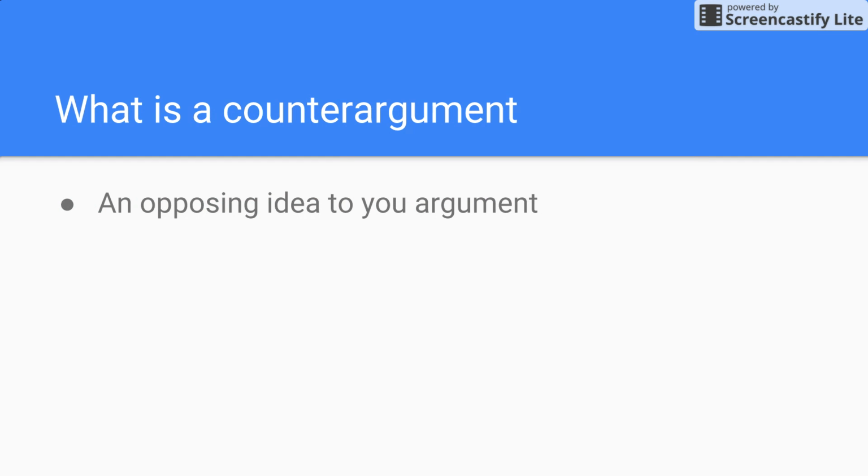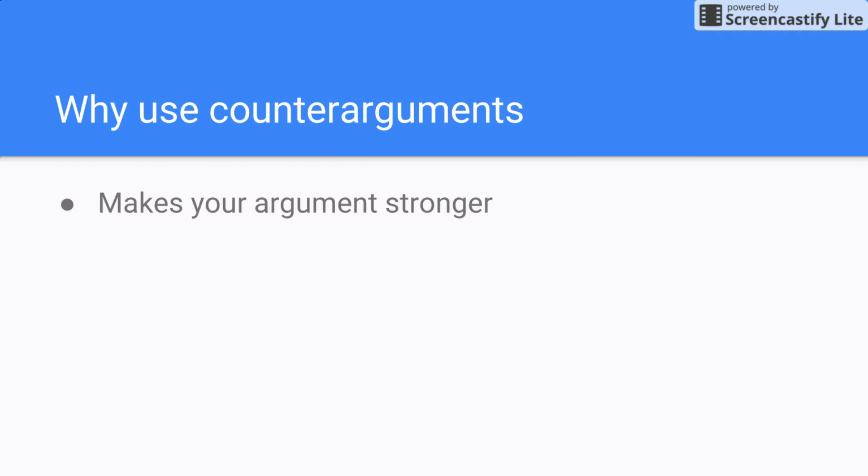For this essay, you are arguing that a character is a trait. So maybe someone who is creating a counterargument to you would say, oh, they're not that trait, they're the opposite. So why would you use a counterargument in your essay? It definitely makes your argument stronger. The reason it does this is it gives you a chance to say, I understand there are other ideas out there. This is why those ideas are wrong.